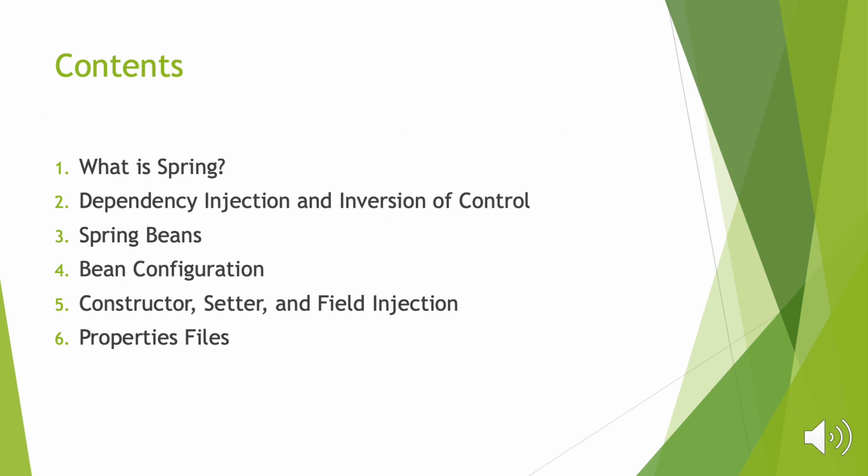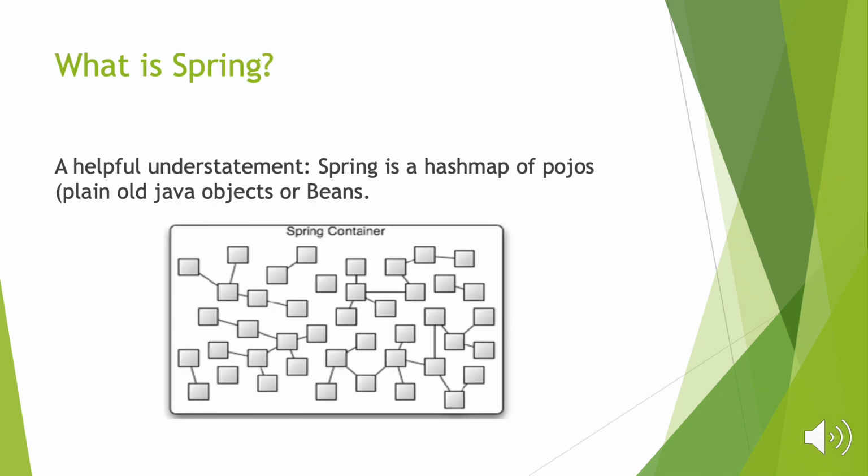Here is our table of contents for this talk. First, I will be explaining what Spring is at a very high level. Then we'll talk about dependency injection and inversion of control. We'll talk about Spring beans, bean configuration, constructor, setter, and field injection, and at the end we'll talk briefly about properties files. Okay, so let's get to it.